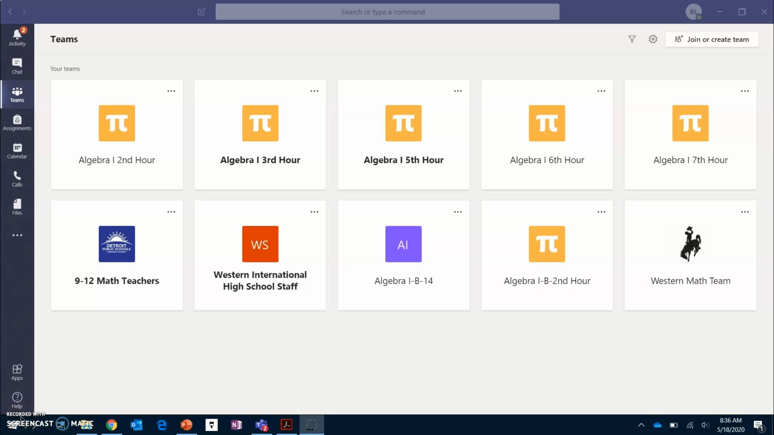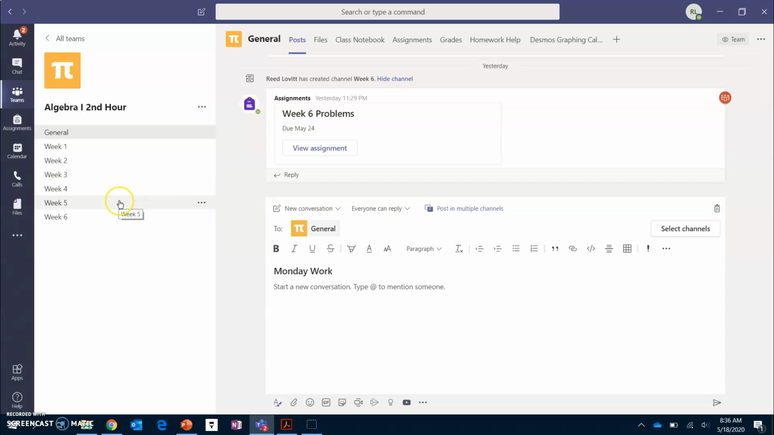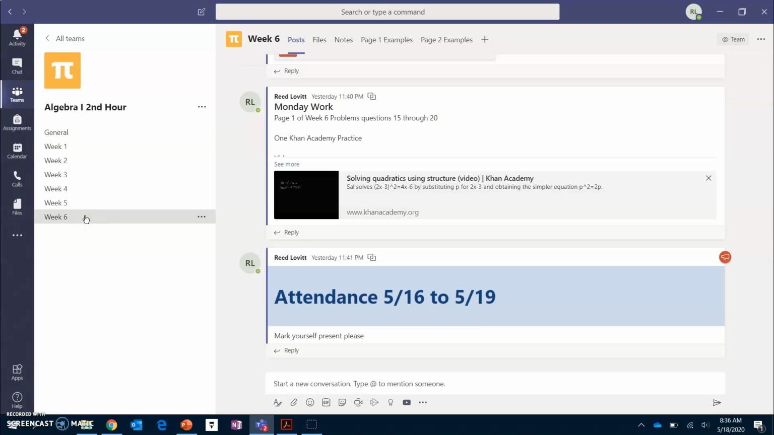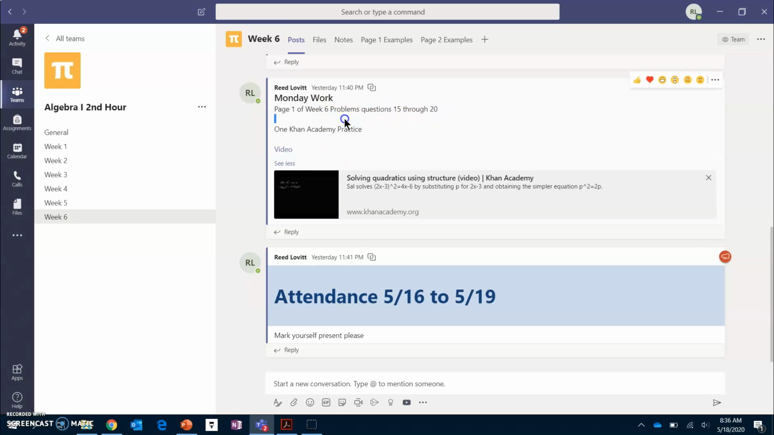All right, so the work for today can be found in the current week's channel. We want to go to our Teams page, and we always want to be looking at the most current week, week 6. Here we see our attendance post where you can mark yourself present to get some extra credit, and then Monday's work is page 1 of the week 6 problems, questions 15 through 20. There's also one Khan Academy practice and one video.